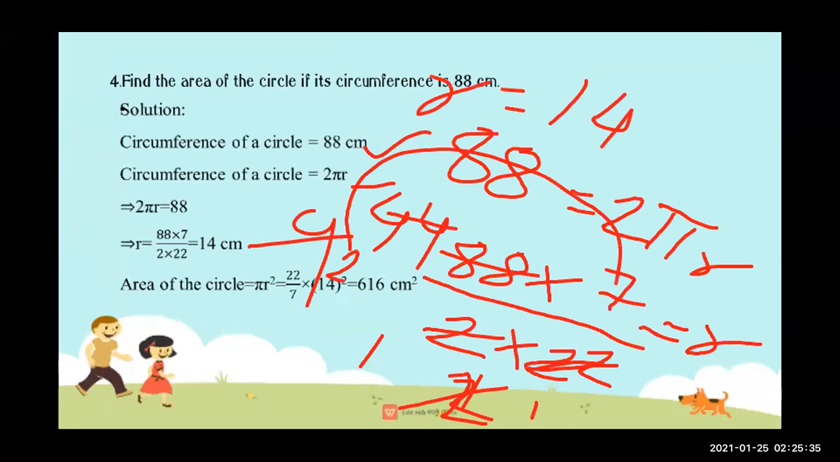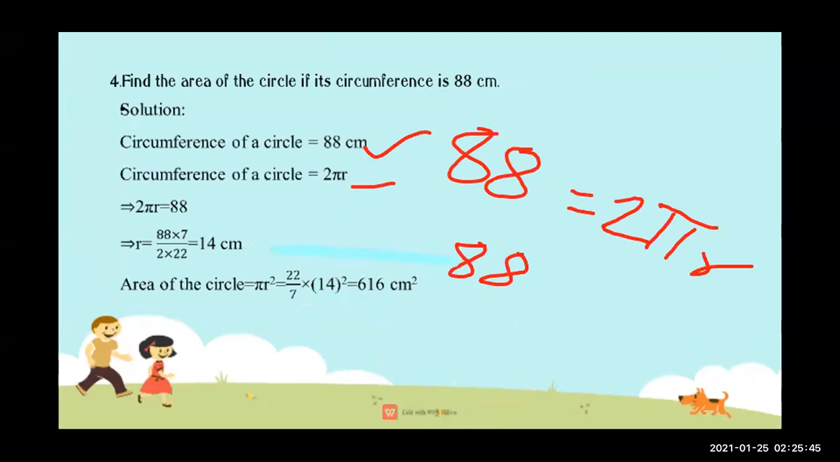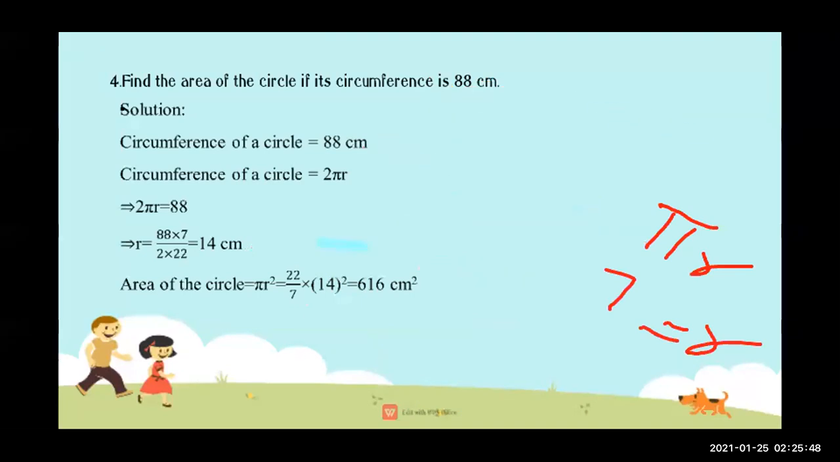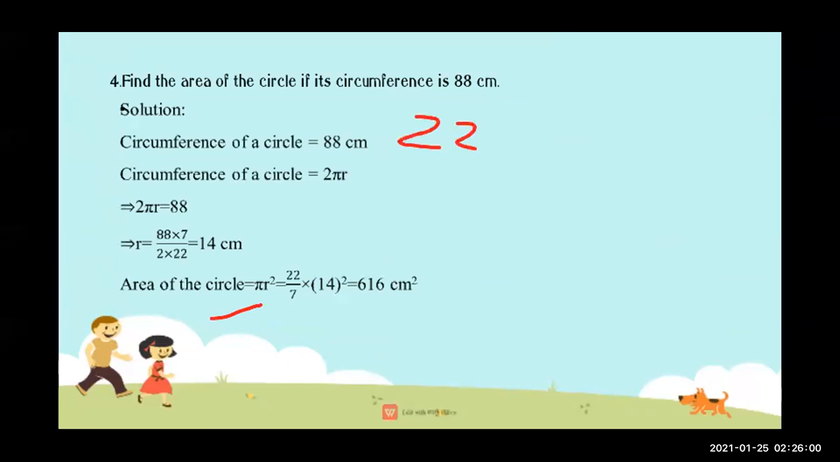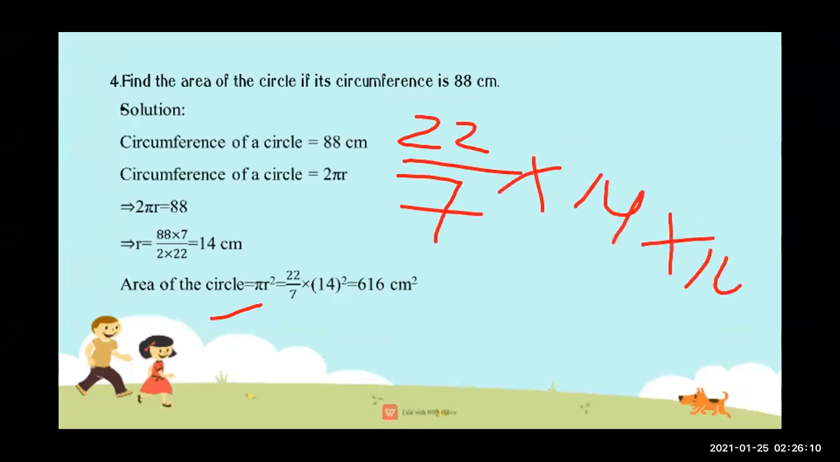Now as we got R as 14 centimeter, what do we have to find? We have to find the area of a circle. So we will write the formula of the area of a circle equal to pi r square. Area of a circle is pi r square. Now pi is 22 upon 7, and R we got is 14. So multiply by 14.